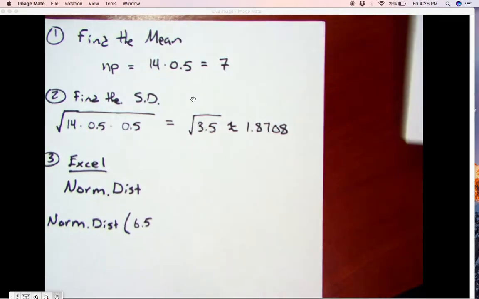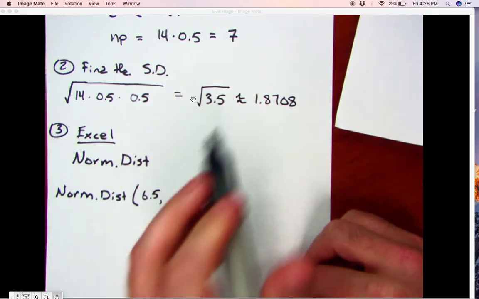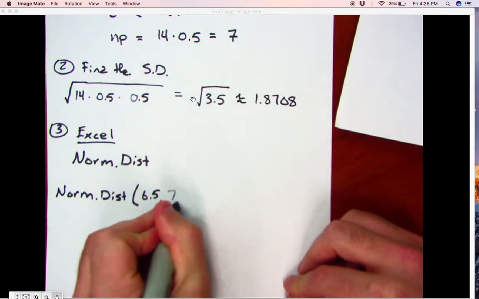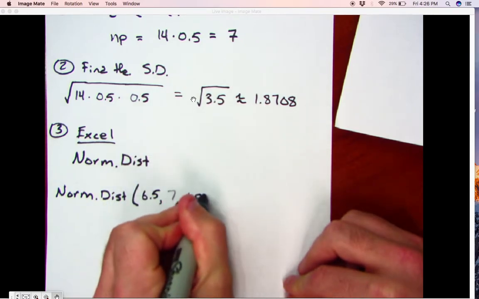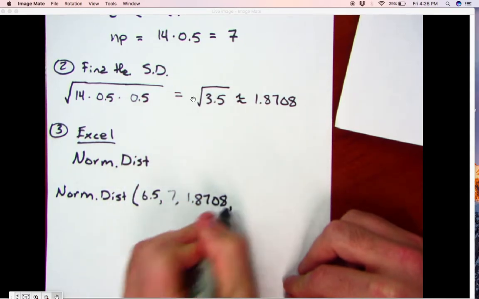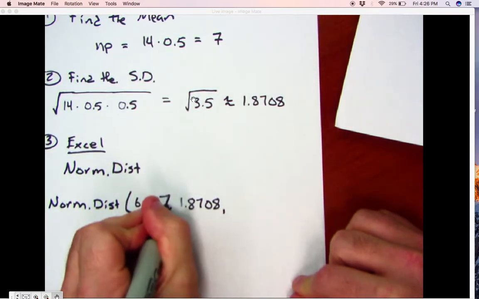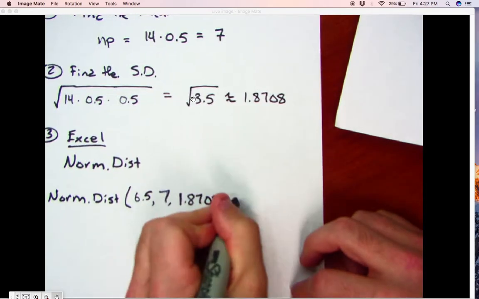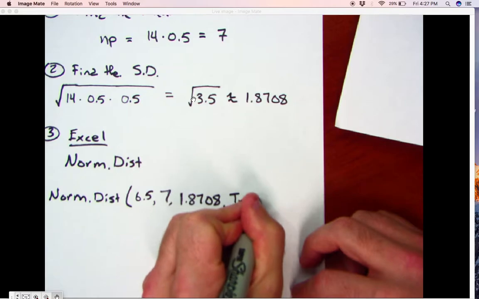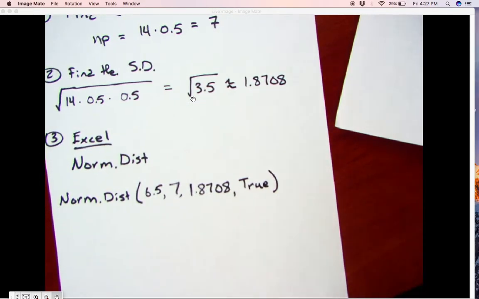And then, comma, your mean, which is 7, comma, your standard deviation, 1.8708, comma. Now, in the cumulative part that we had written down earlier, instead of the word cumulative, you would type in true, and then close your parentheses. Okay, so now let's take a look at it in Excel.